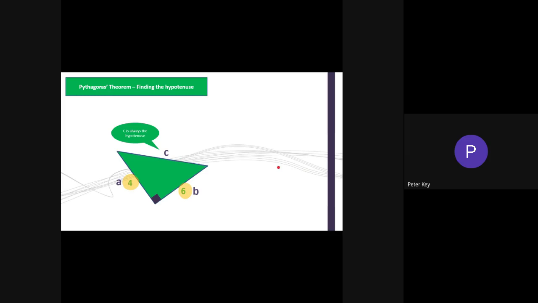So yeah, we've got 4 squared plus 6 squared, which will give you c squared. We've got 16 plus 36, which will give you 52. Square root your 52. And of course, to 2 decimal places, you'd get 7.21. To 1 decimal place, it'd be 7.2.